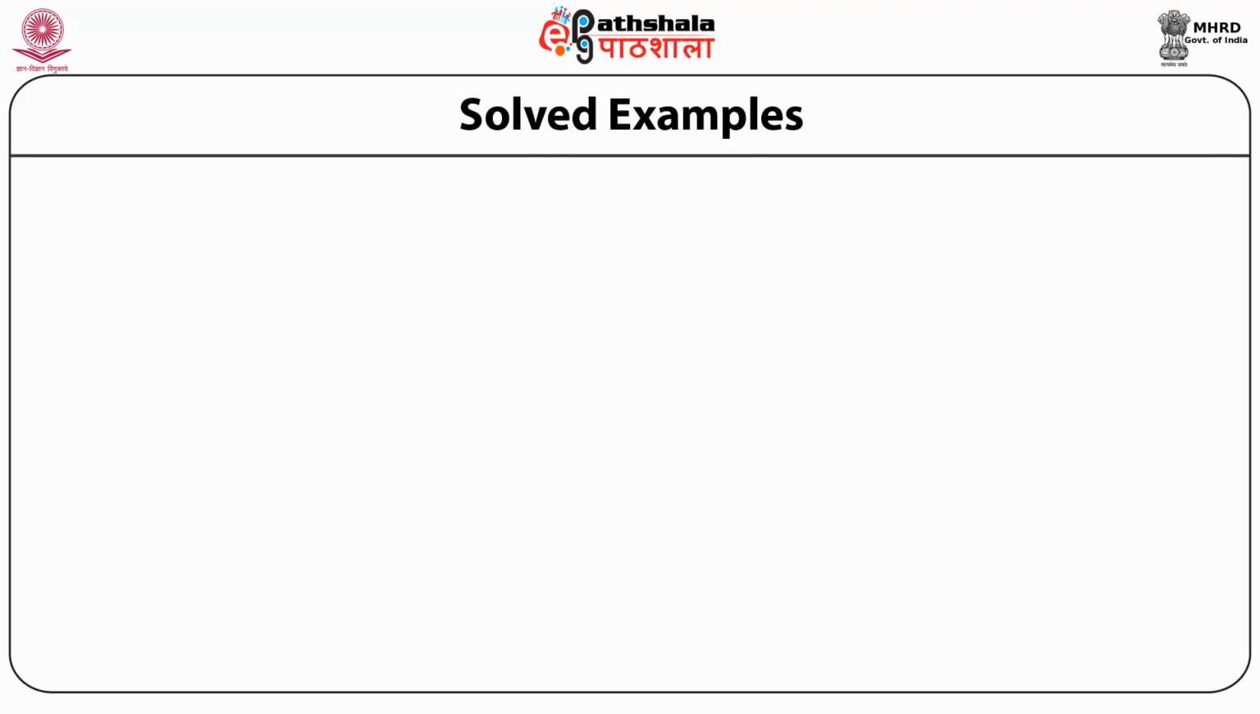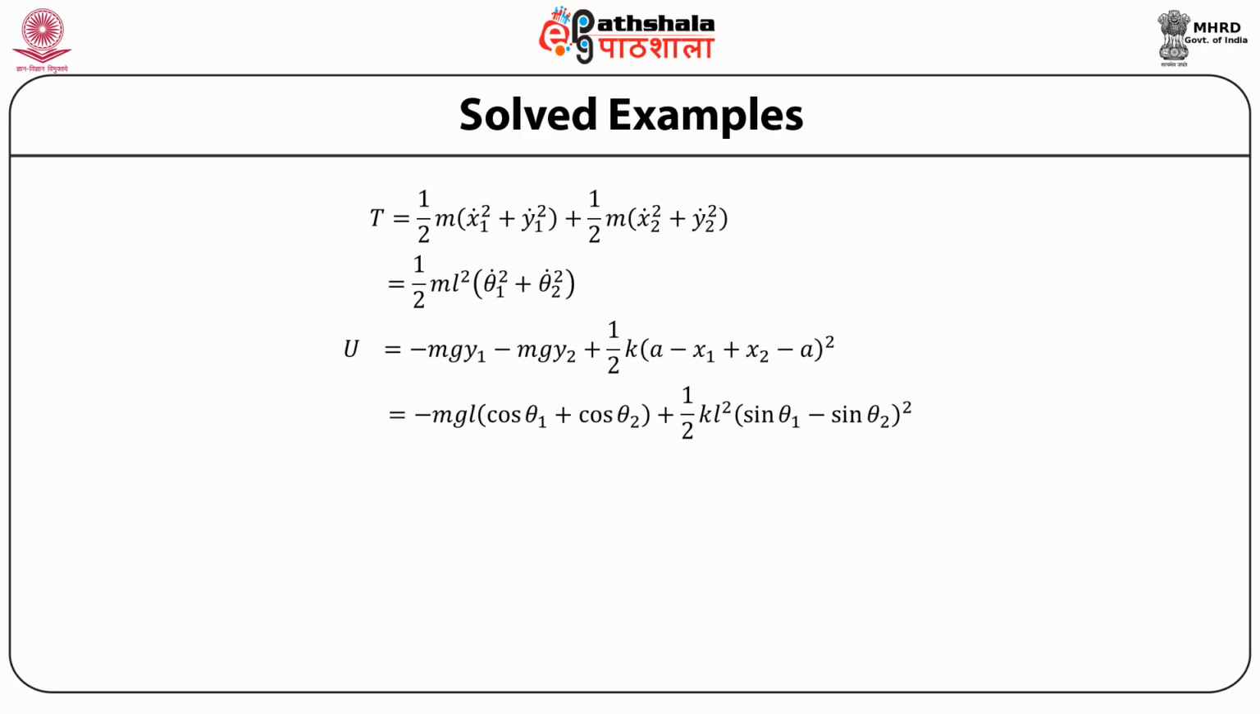The kinetic energy of the problem which we are considering here of 2 identical pendulums joined by a spring is given by T is equal to half m into (x1 dot square plus y1 dot square) plus half m into (x2 dot square plus y2 dot square), where x1 y1 and x2 y2 are the Cartesian coordinates in the plane of these 2 masses which are attached to the spring.